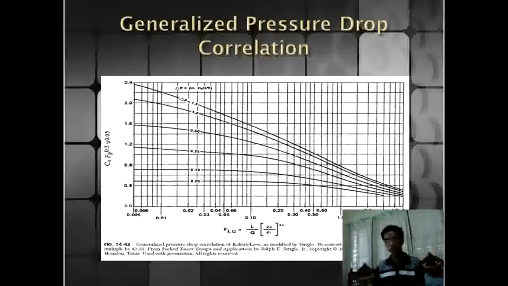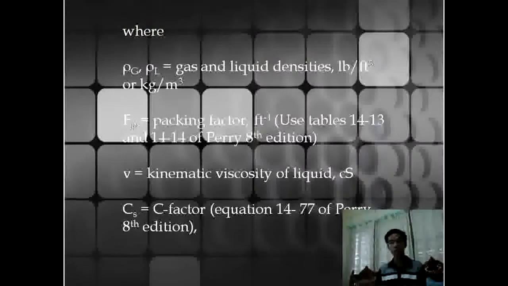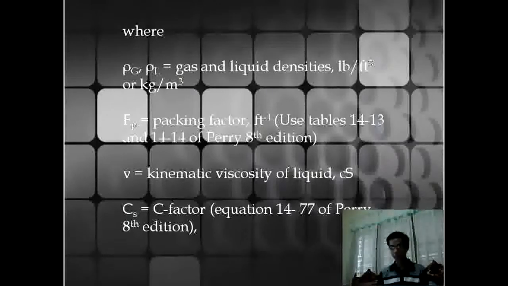The parameters for the generalized pressure correlation are the following. Rho refers to the densities. Fp refers to the packing factor, which can be found in tables 14-13 and 14-14 of Perry 8th edition. ν is for kinematic viscosity of the liquid, and Cs is the C factor, which is based on tower superficial cross-sectional area.